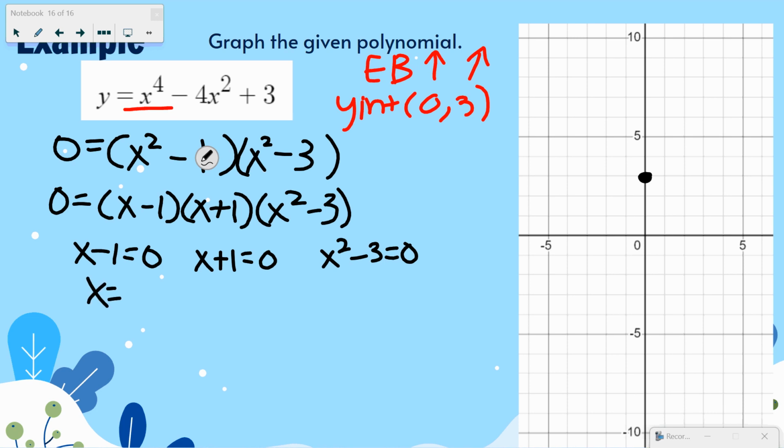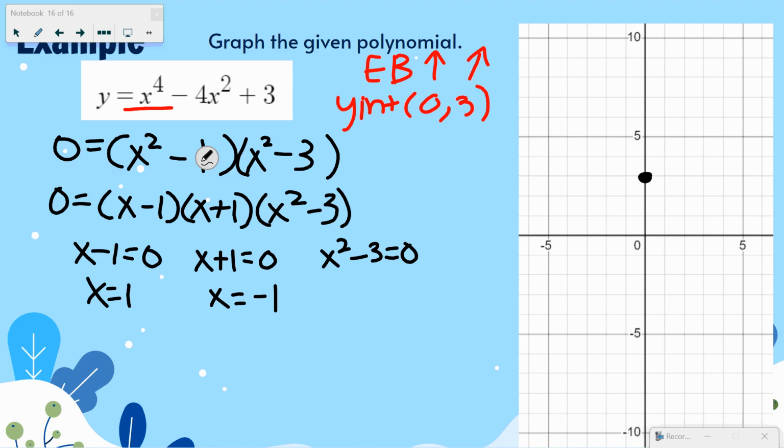If I have x minus 1 equals 0, what will x be? 1. What about next up, x will be equal to? -1. Boom, boom. I'm halfway there, right? 2 of my 4. Now where are my other 2 going to come from? This is a quadratic, right? Degree of 2. So this is where they're coming from: x squared minus 3 equals 0. What would x be equal to?